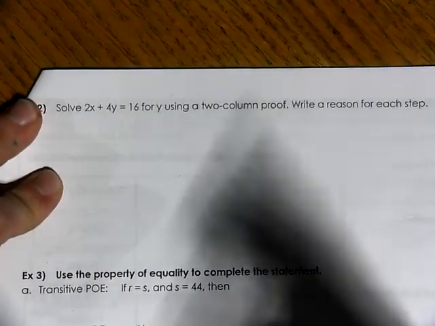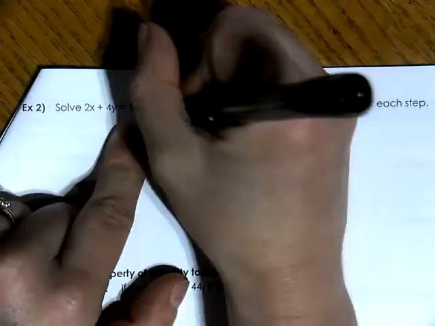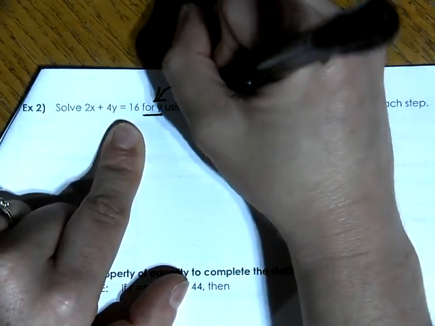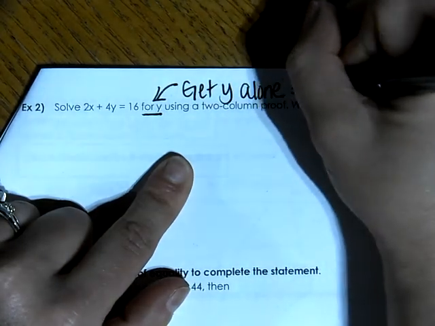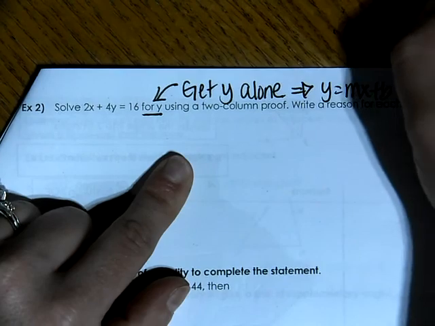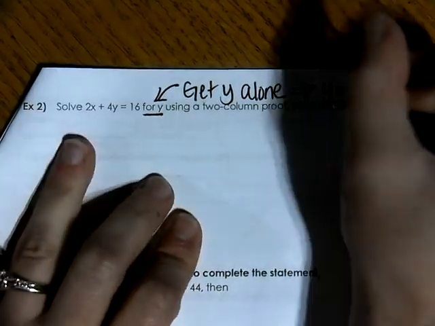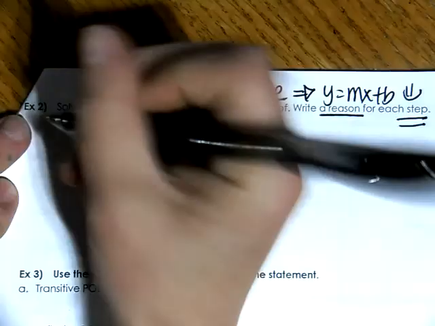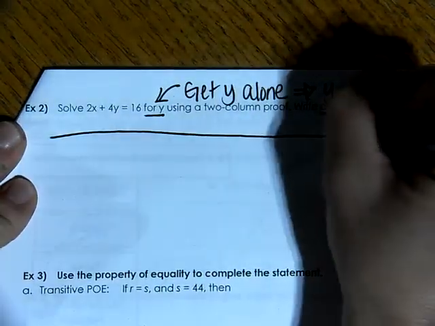In this example, we want to solve 2x plus 4y equals 16 for y. What this means is we need to get y alone, and we're going to turn this into y equals mx plus b. That's what we want to do. Turn this into y equals mx plus b form, where we are going to write a reason for each step. Let's use our two-column proof, and let's set this up just like we did before.